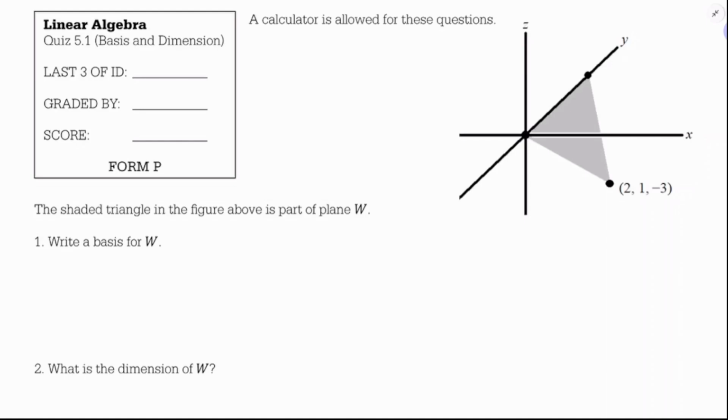Alright, in this video I'm working through some linear algebra unit 5 quizzes. So this first one here, we're going to start with a figure, and it's going to ask us to write a basis for W, and W is the plane, and the triangle is part of the plane.